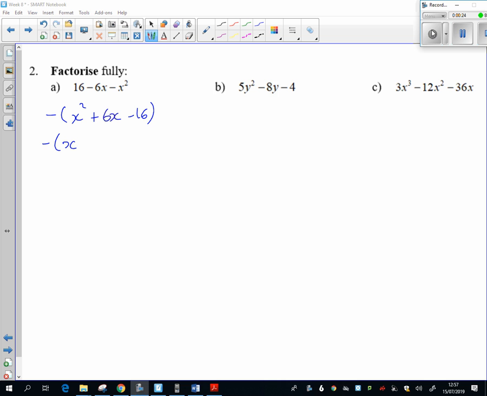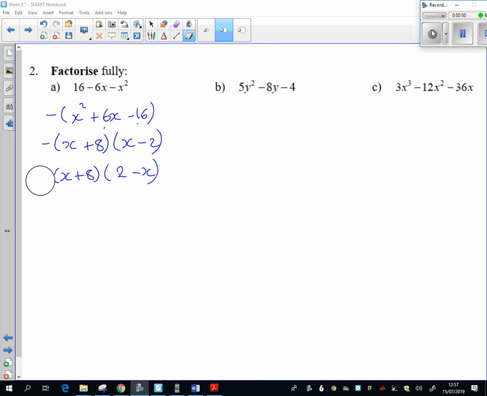So I'm looking for two numbers that multiply to give me minus 16. I had to give positive 6, so that's going to be 8 and -2. And I can leave it like that, that's absolutely fine. Or I can multiply either pair of brackets through by -1. So it would probably make most sense to multiply that second set of brackets through by -1, but either of those would be absolutely fine to leave your answer.